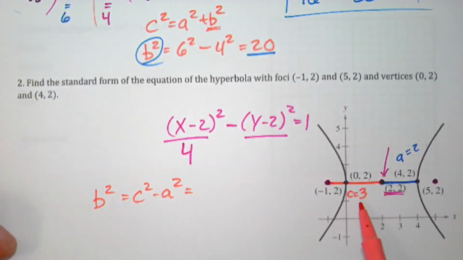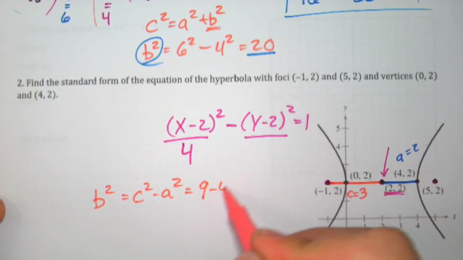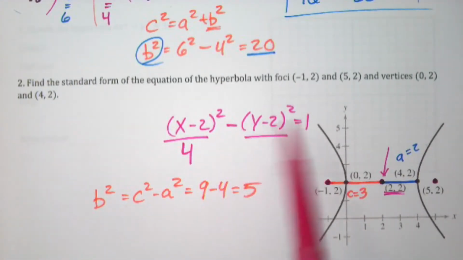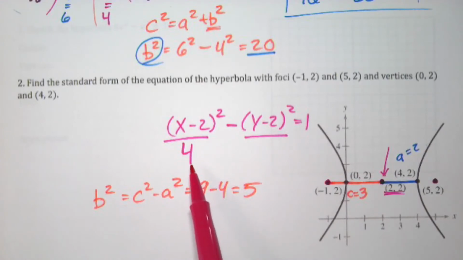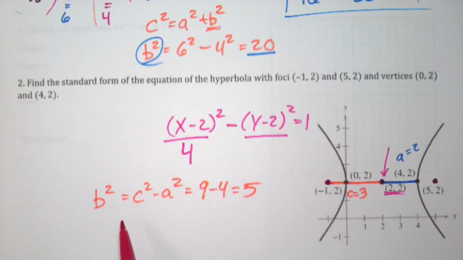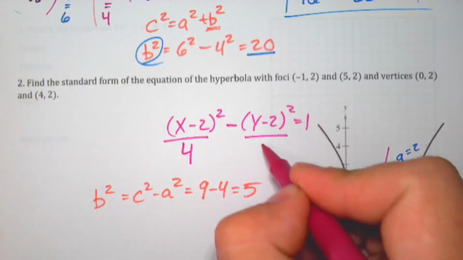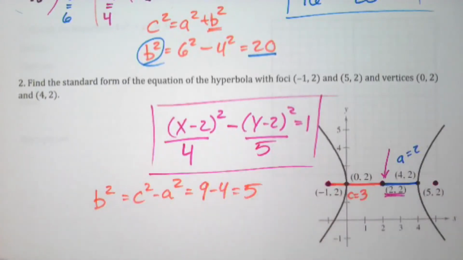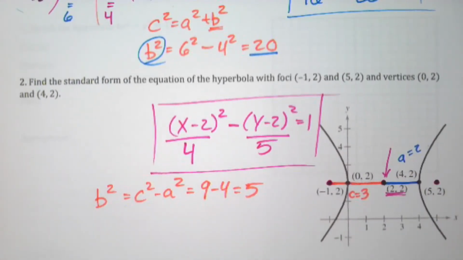For us, that's going to be 3 squared minus 2 squared. So 9 minus 4, which gives us 5. So again, you got your center, you got your A, you either are given B, or we can use this relationship to solve for B squared, and we plug in that B squared down below right there. So really not a ton different than what we were doing with the ellipse for getting that standard form.